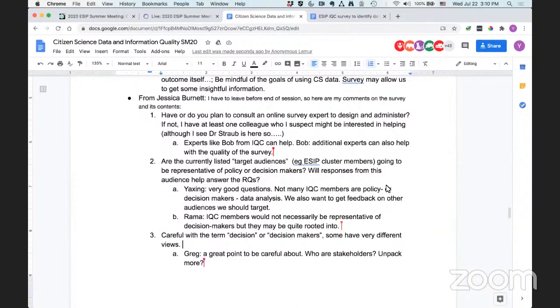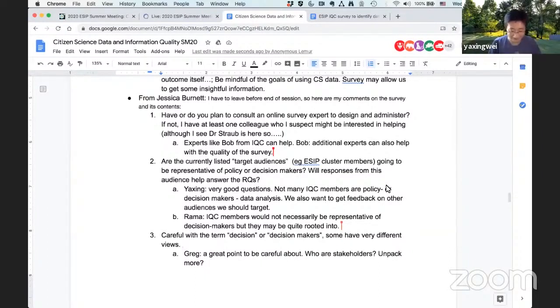There's a question about IRB needs. Do you plan to obtain institutional review board approval prior to conducting the survey in accordance with ethical norms of science? Yeah, I guess that will have to be the question. Bob, I believe you have enough knowledge to address this question.